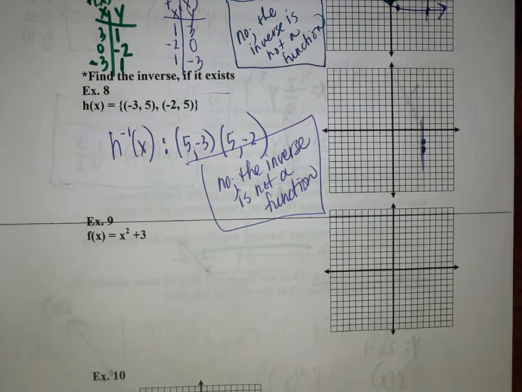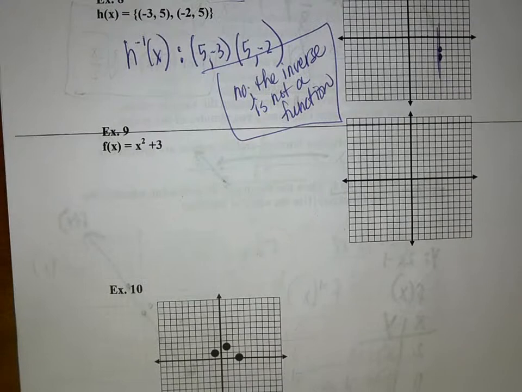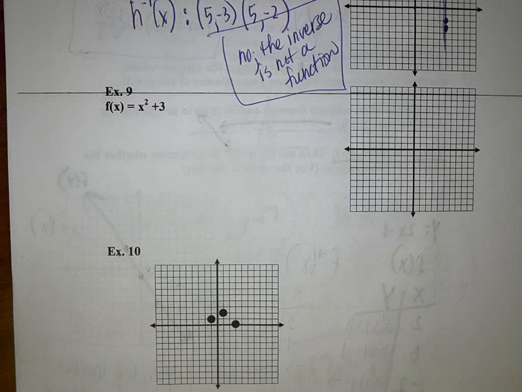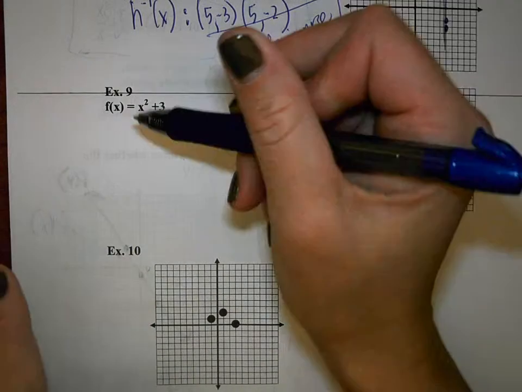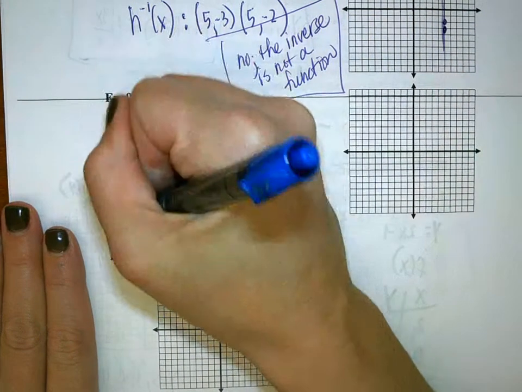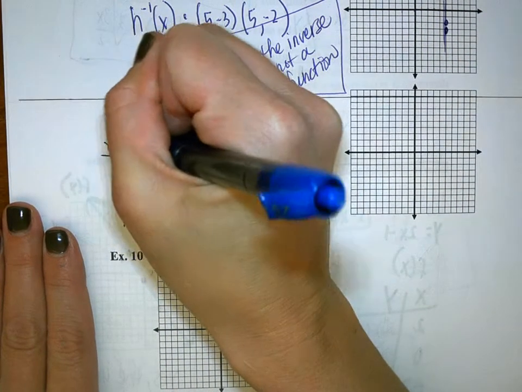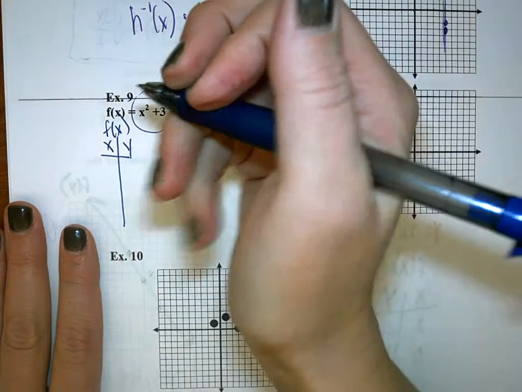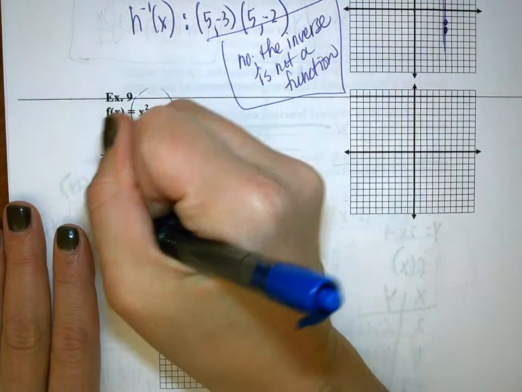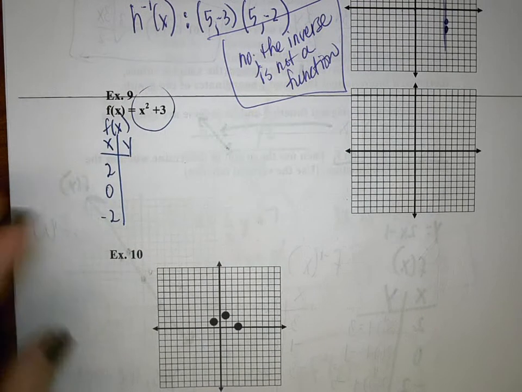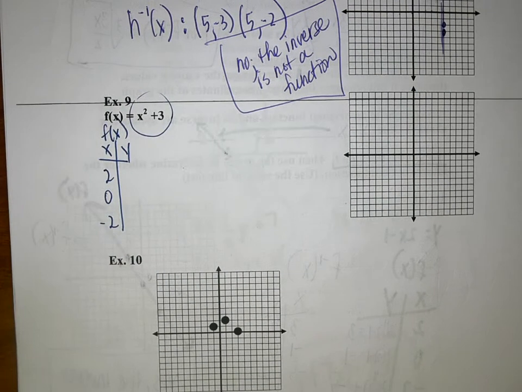Example 9. So let's do it the same way as we did before, except we're not going to have to graph our original function. We're just going to graph our inverse. But in order to do what we've been doing, we need to get at least 3 points here. So for our original function, f of x, let's go ahead and just use 2, 0, and negative 2. You can use any 3 values that you want to, as long as you have a positive, a negative, and a 0. You could have used 1 if you want to.